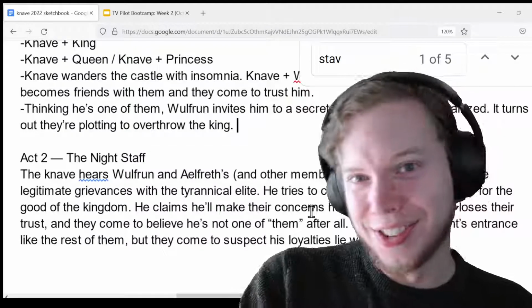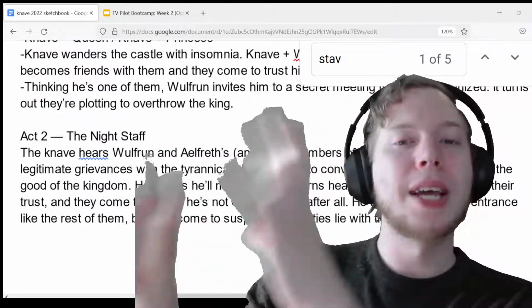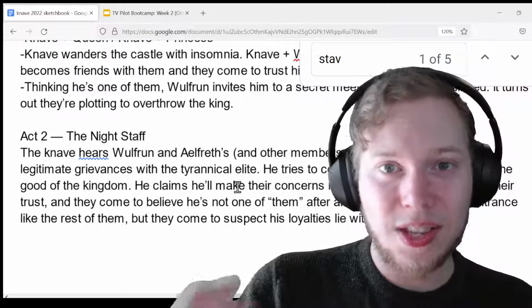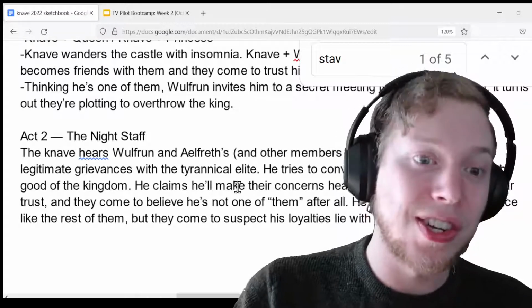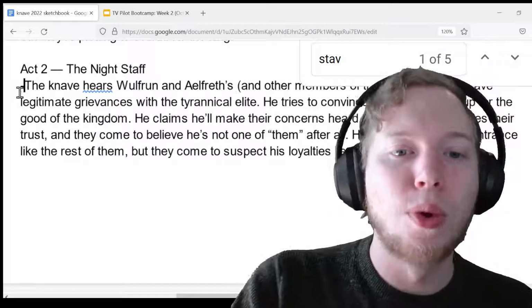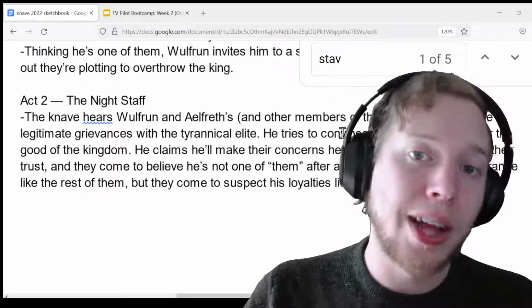I mean, like I said, this is just my first pass at this. But Act 2 is going to focus on the knight staff. And now that we've gone from the upstairs to the downstairs, we're going to see what the paupers and the poor of the kingdom, we're going to get their point of view in Act 2. So the knave goes to the secret meeting in our first scene, and he hears Wolfram and Elfrith. That's the 2 organizers of this staff. It's a castle guard, and it's a chambermaid.